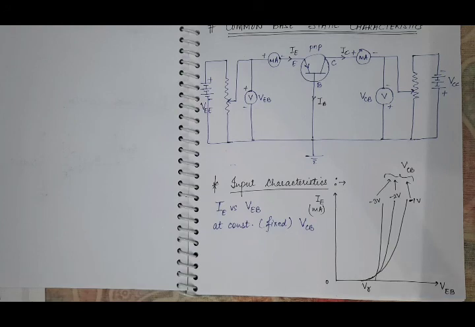So here what you are observing is that with the increase in reverse bias of the collector base junction, here reverse bias is increased from -1 volt to -2 volt, from -2 volt to -3 volt. What you have observed? That emitter current starts rising rapidly. Why? Because of early effect.